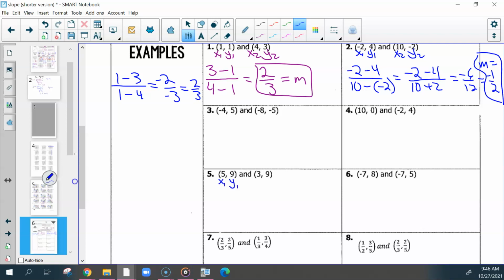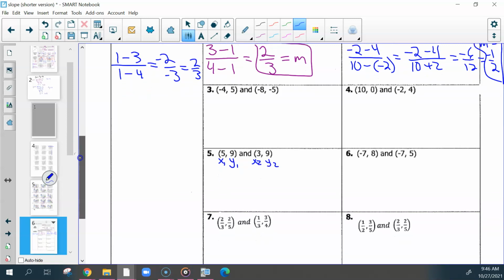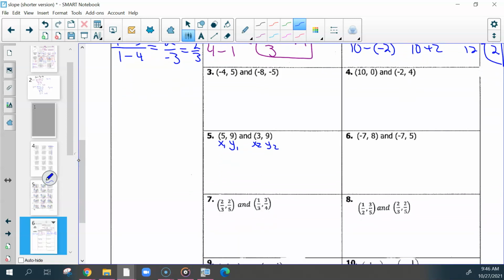Label them x1, y1, x2, y2, and then put them into your formula. 9 minus 9 over 3 minus 5. 9 minus 9 would give you 0. 3 minus 5 would give you -2. 0 divided by anything would give you 0. If you divide by 0, you get undefined.